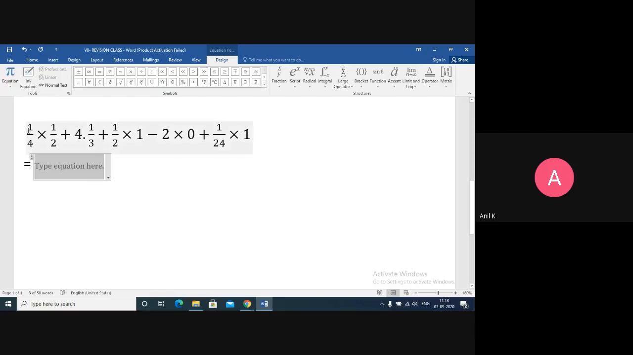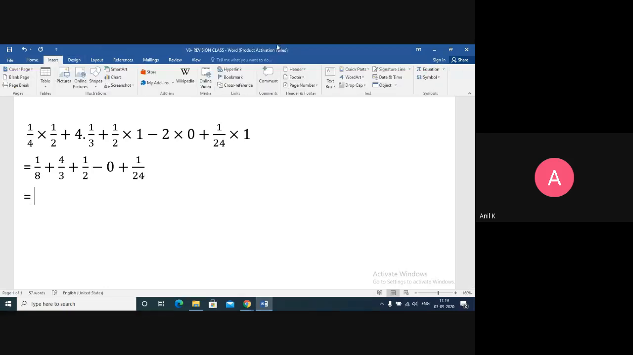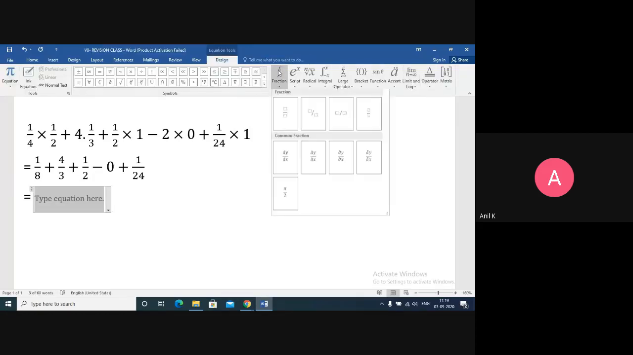And we'll simplify. 1 by 2 into 1 by 4 is 1 upon 8, plus 4 into 1 by 3, which is 4 by 3, plus 1 by 2 into 1 is 1 by 2, then minus 2 into 0 is 0, plus 1 by 24 into 1 is 1 by 24. Sometimes they give very big questions, even denominators will be there, so don't be scared. Substitute the values and do your calculations by going for the LCM.